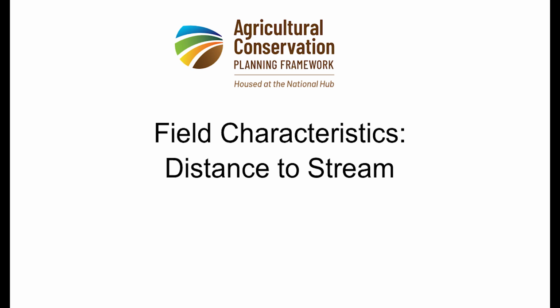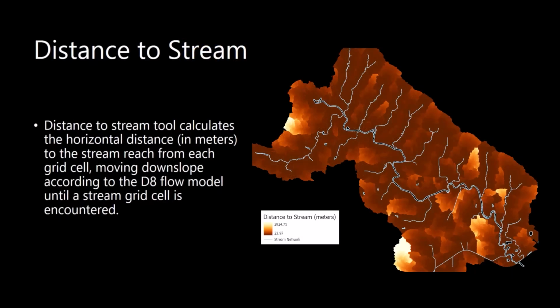This is the third tool in the Field Characterization section of the ACPF Toolbox and is a needed precursor to the next tool, Runoff Risk Assessment. One of the inputs needed for the Runoff Risk Assessment tool is stream proximity, and this is obtained via the D8 Distance to Stream tool. This tool calculates the horizontal distance in meters to the stream reach from each grid cell of the flow direction raster, moving downslope according to the D8 flow model until a stream grid cell is encountered.